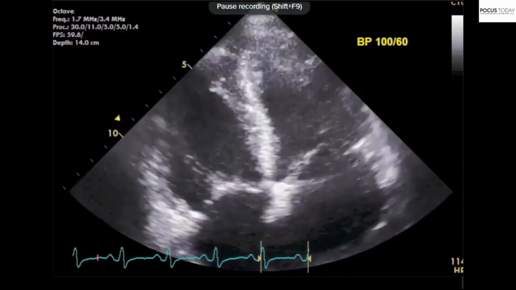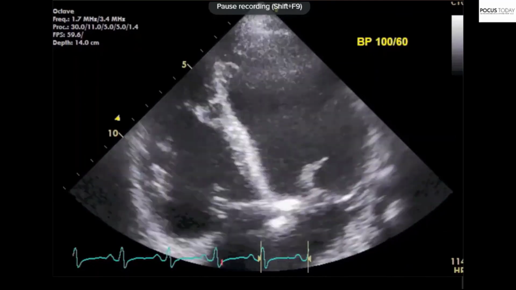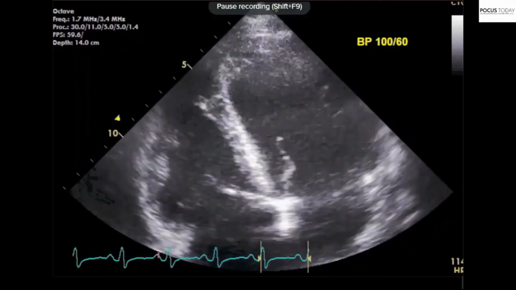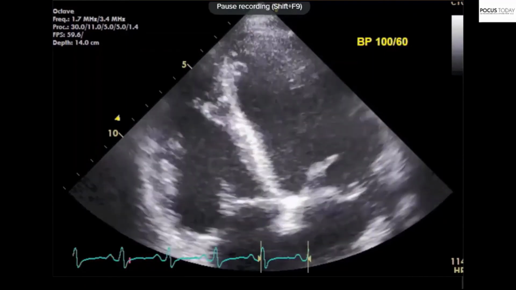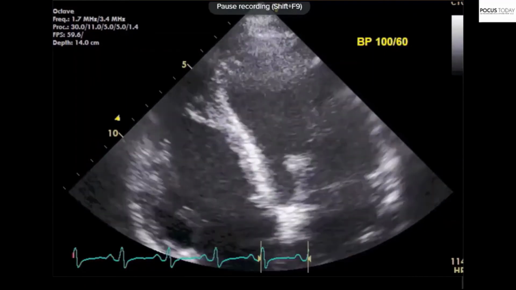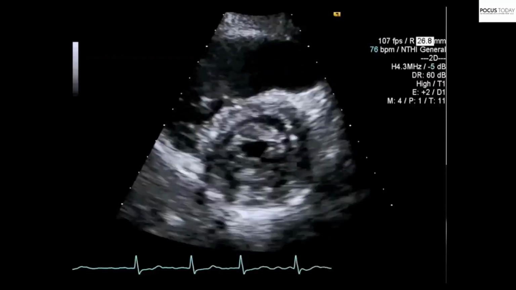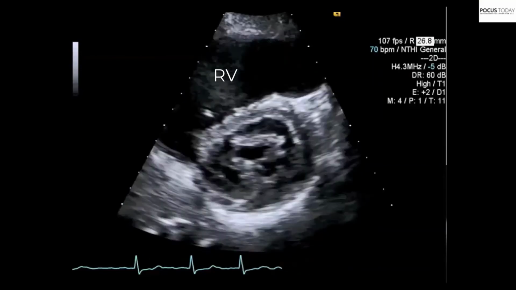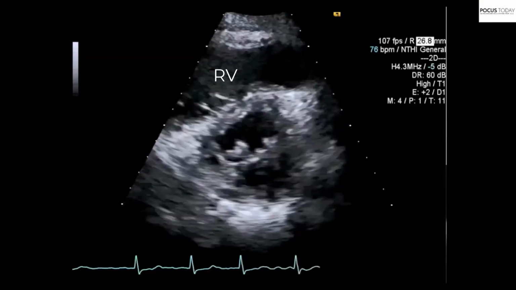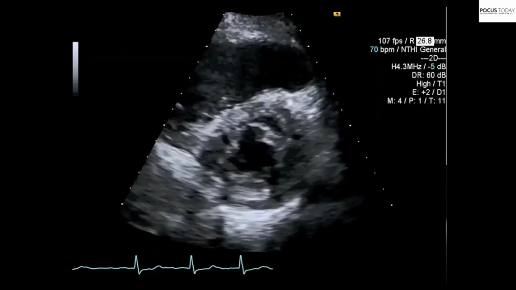In this apical 4-chamber view, the RV is severely dilated. It forms the apex of the heart and there is septal flattening. Let's look at the RV in the parasternal short axis view. The RV is severely dilated here. There is septal flattening in diastole, and the LV cavity appears D-shaped. This is indicative of RV pressure overload.